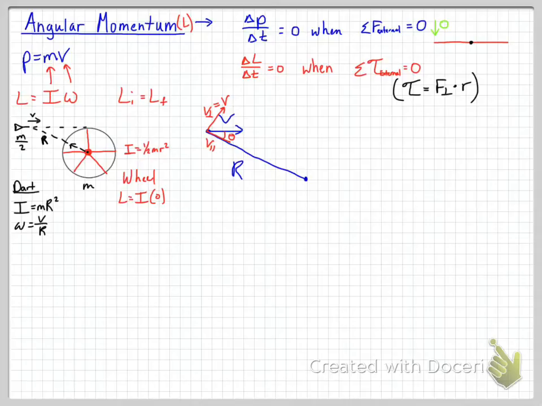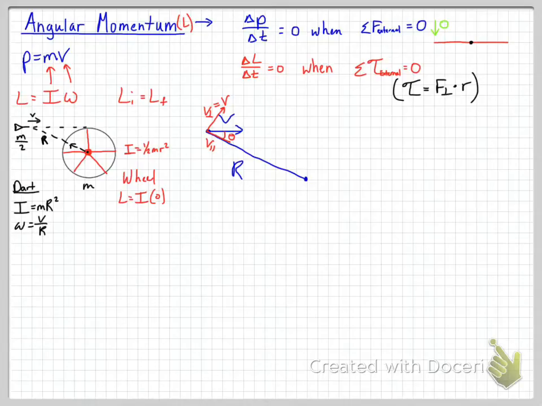The reason we only care about v perpendicular is because velocity parallel does not cause the wheel to spin, or does not cause the dart to cause the wheel to spin about an axis. If the dart was to travel right down the radius r into the center of the wheel, it would just hit the center of the wheel, and it would be a linear momentum problem. What we are worried about is v perpendicular. V perpendicular causes things to rotate.